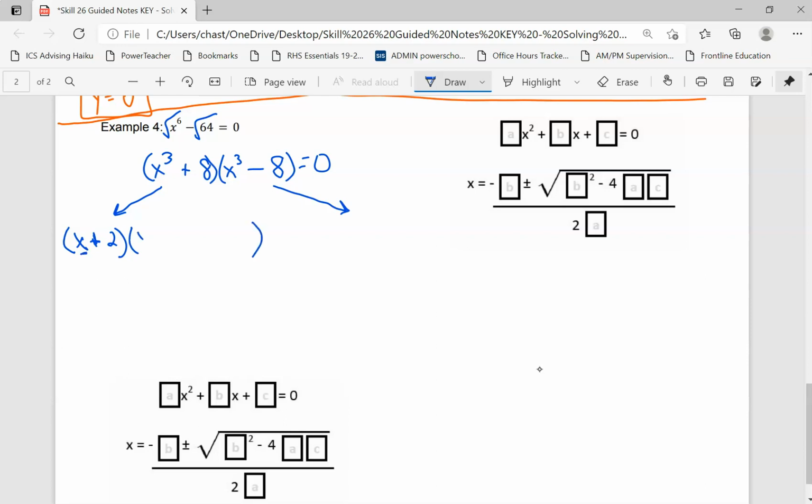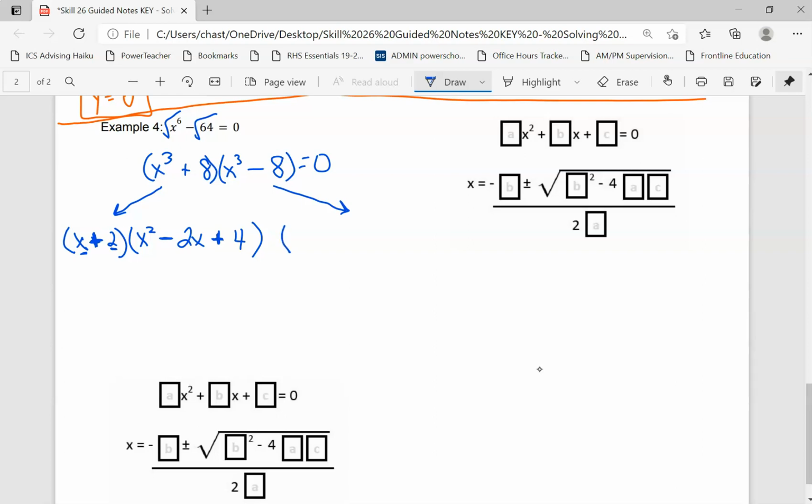We square this and put it here. We square this and put it at the end. And in the middle, we're going to multiply x times 2, so we get 2x. The signs, I've got a plus here, so this sign will be the opposite, and this last sign is always plus. Okay?